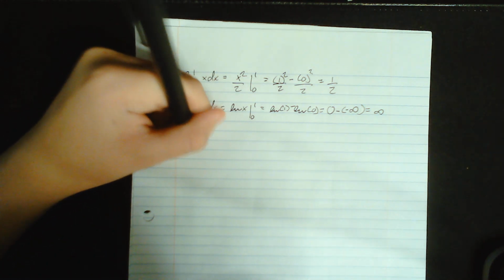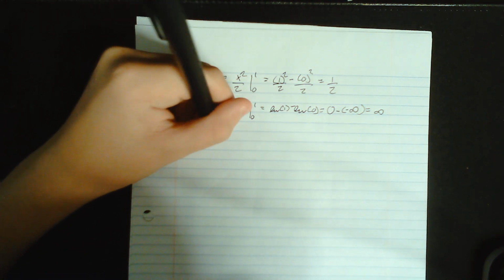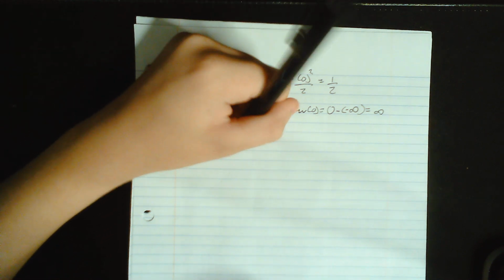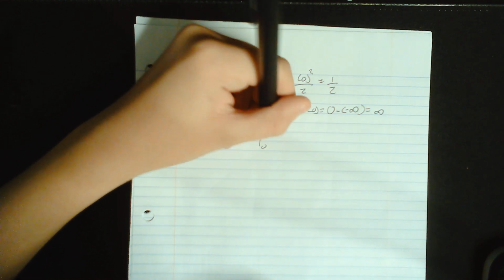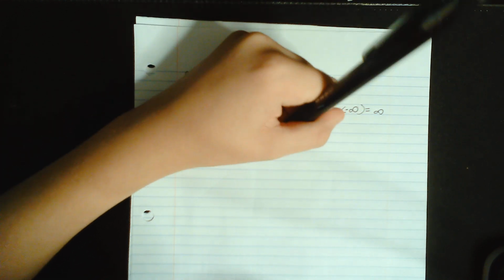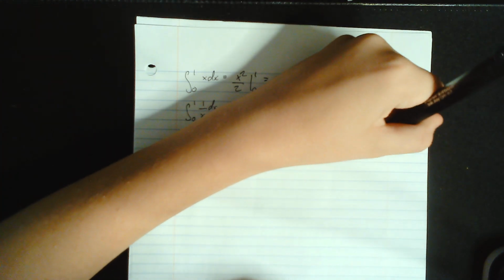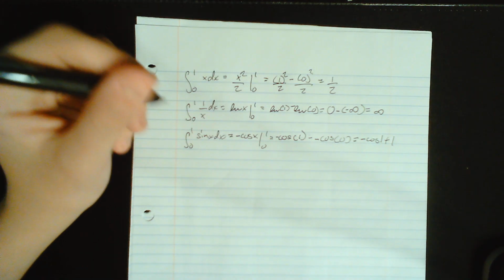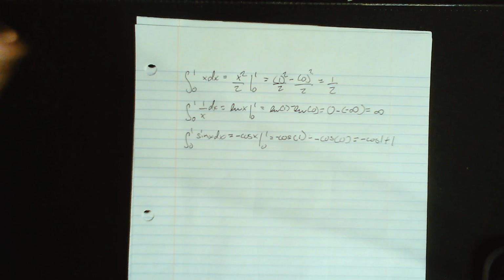And lastly, we have the integral from 0 to 1 of sine of x dx. If we integrate, this would be negative cosine of x, evaluated from 0 to 1, which we can rewrite as negative cosine 1 minus the negative cosine of 0, which, if we simplify this down, is negative cosine of 1 plus 1, since the cosine of 0 is 1. Now, the fact that we can use these formulas is known as the fundamental theorem of calculus, one of the greatest theorems in all of mathematics.